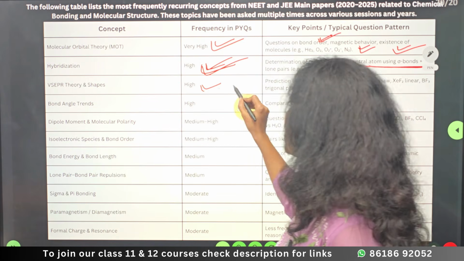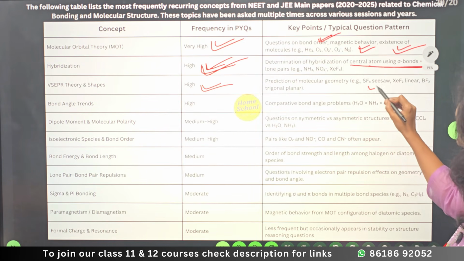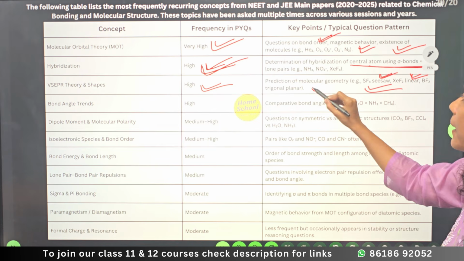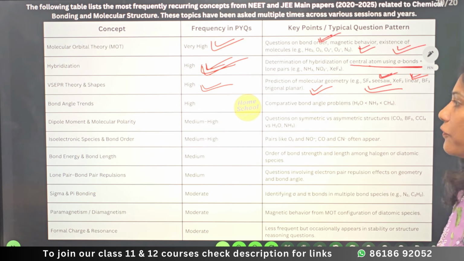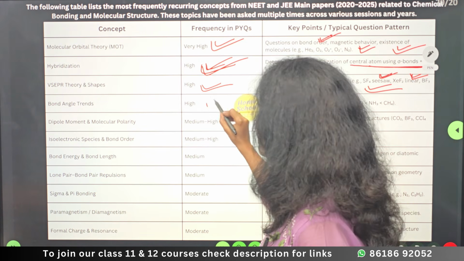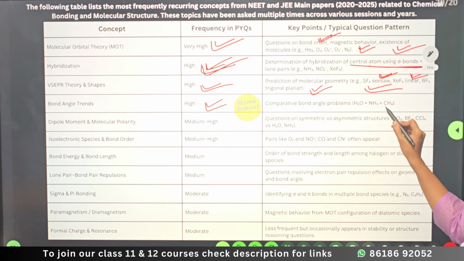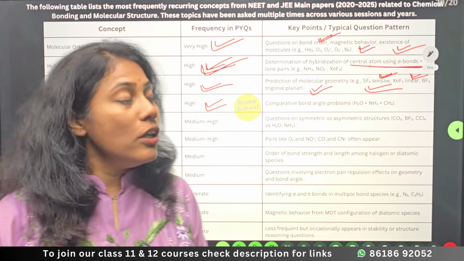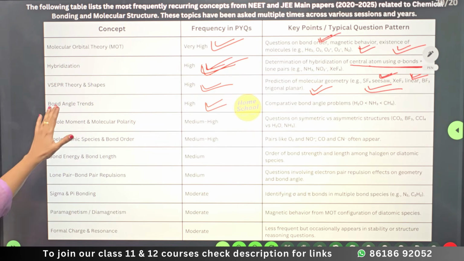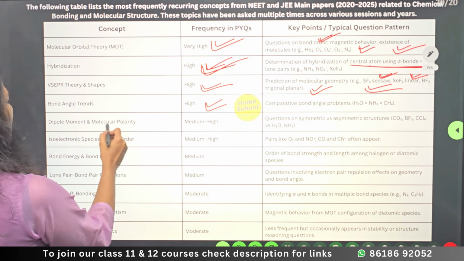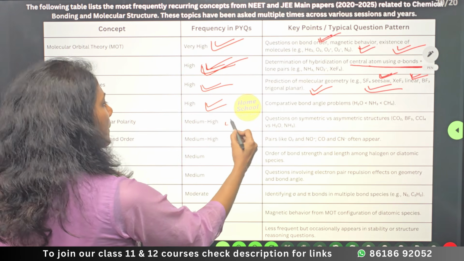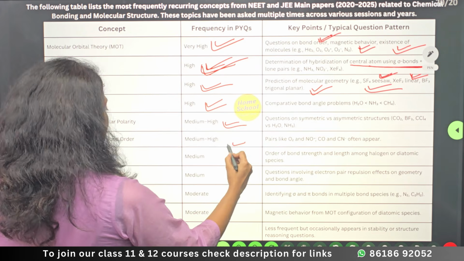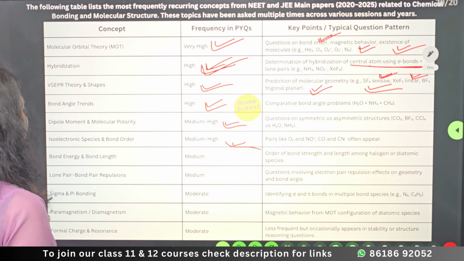VSEPR theory, high chances of asking. Prediction of geometries, they will ask you, especially seesaw geometry, linear geometry, trigonal planar geometry, all that you have to focus on. Bond angle trends are also very high. Comparative bond angle problems, like the question that I have just solved in the video, those kind of questions are very, very common on bond angle. And dipole moment related questions are in the medium to high category. Isoelectronic species questions are also medium to high category.